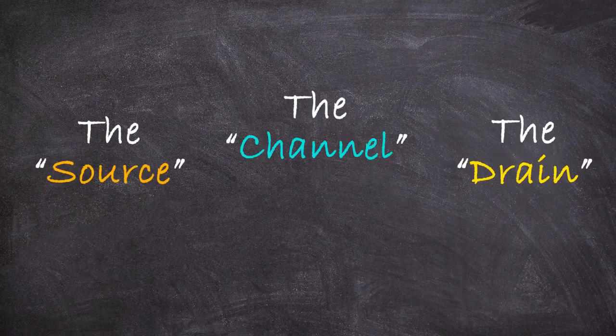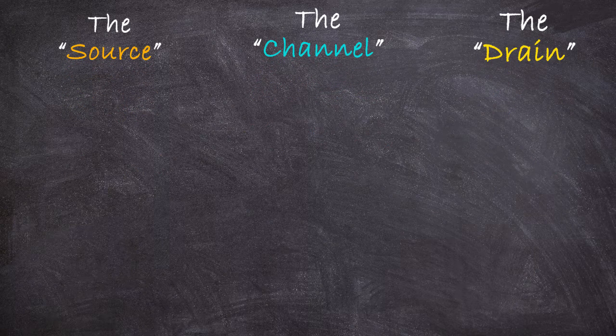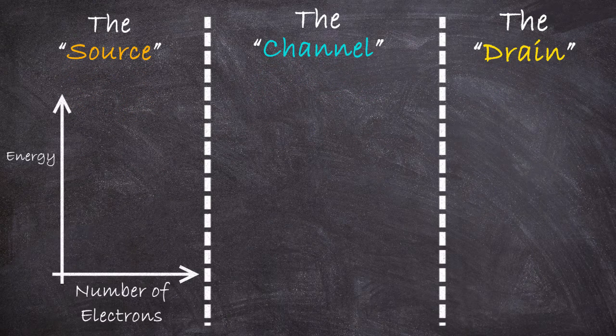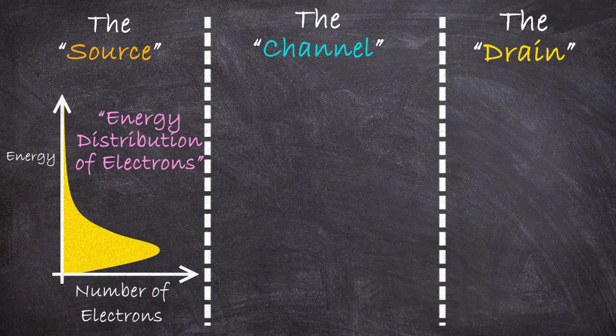The way I'd like for us to conceptualize this reservoir of electrons is in terms of how many electrons I have with a given amount of energy. I want us to be able to think in terms of a graph like, say, this. We call a graph like this the energy distribution of the electrons in the source.